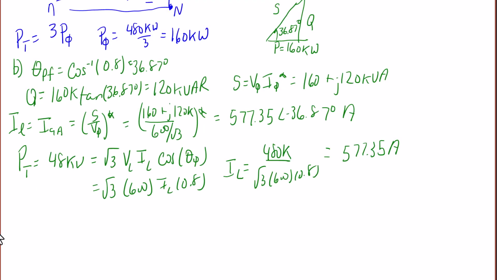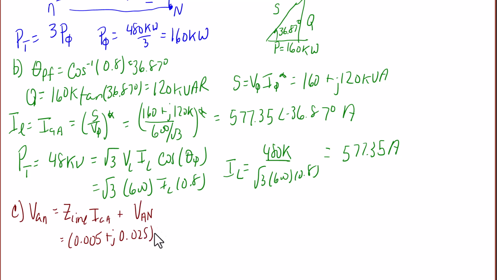Part C is to calculate the magnitude of the line voltage at the sending end of the line. So this is part C. And that formula is going to be V lowercase a lowercase n equals the voltage drop across the line, which is Z line times I_aA, plus the voltage at the load end, which is V capital A capital N. So this is going to be equal to 0.005 plus j0.025, the impedance of the line, times the current, which is 577.35 with an angle of negative 36.87 degrees, plus 600 over the square root of 3.